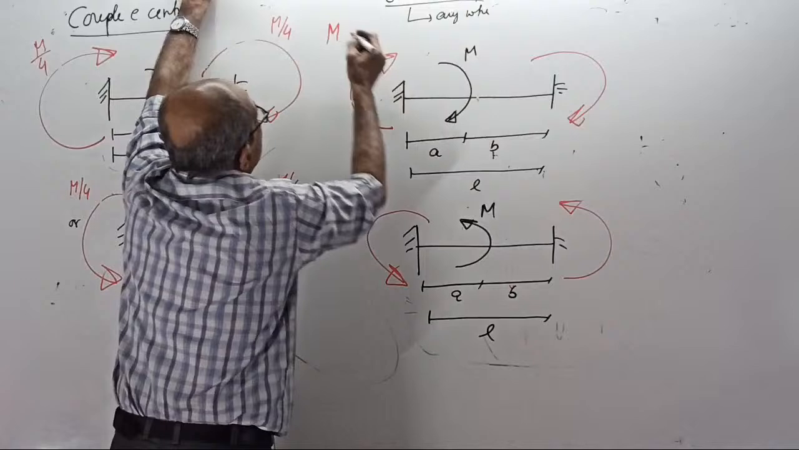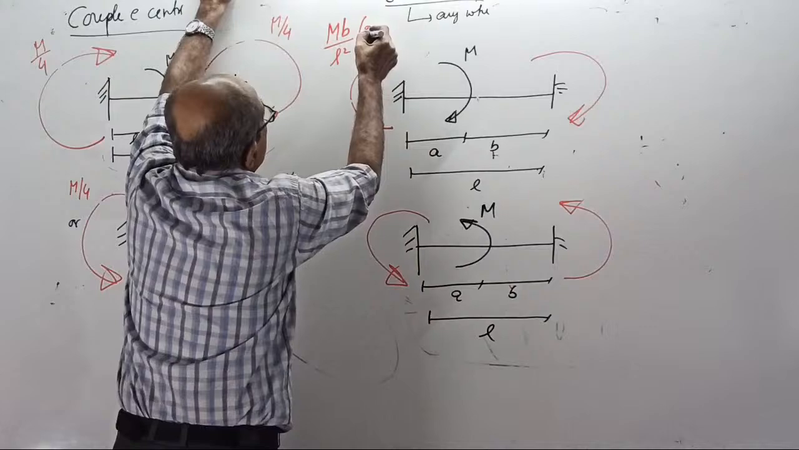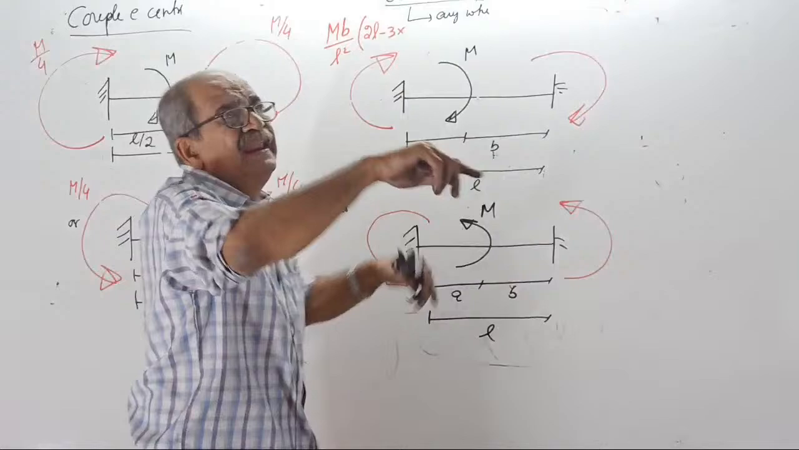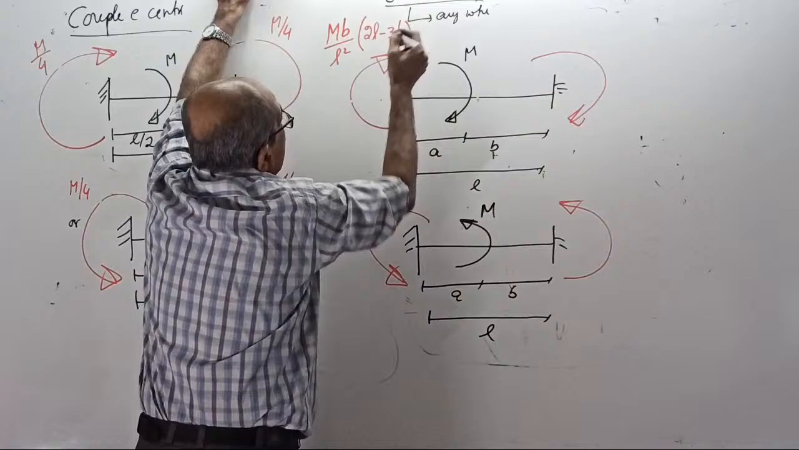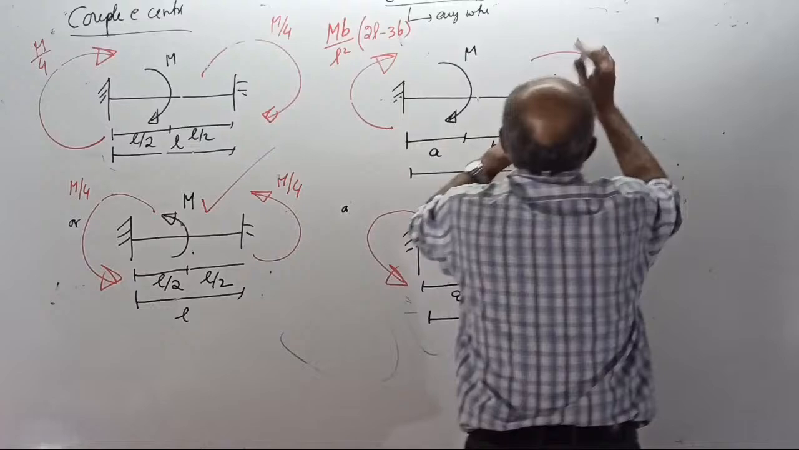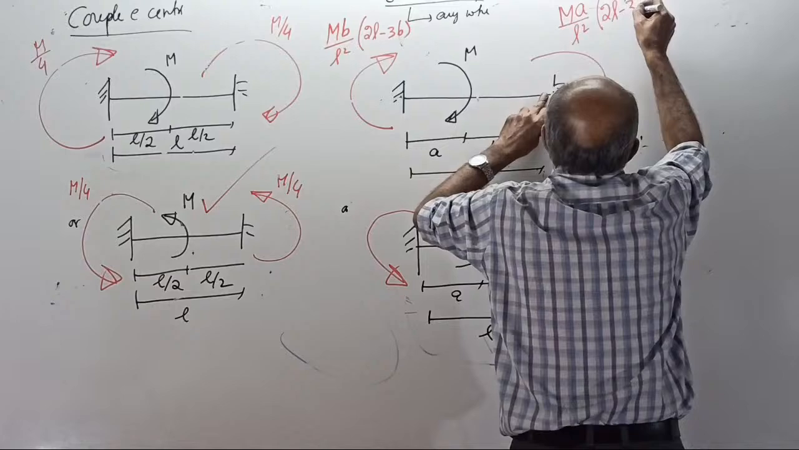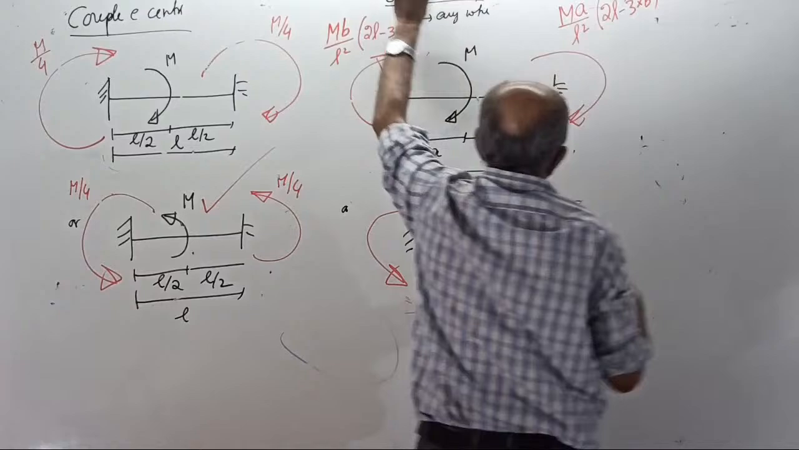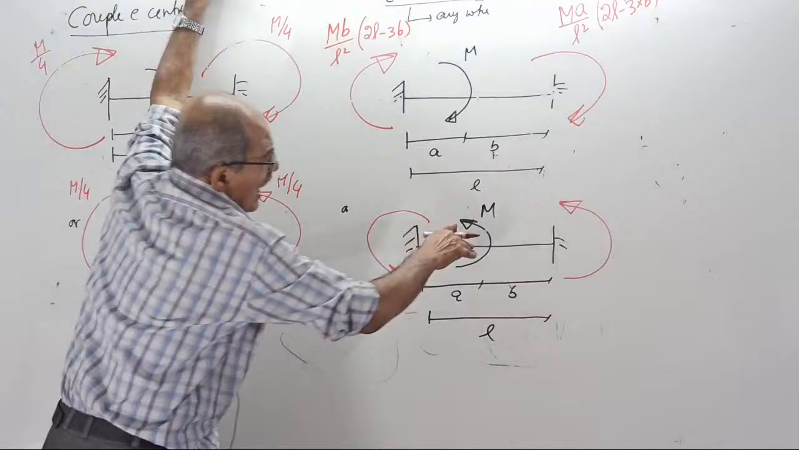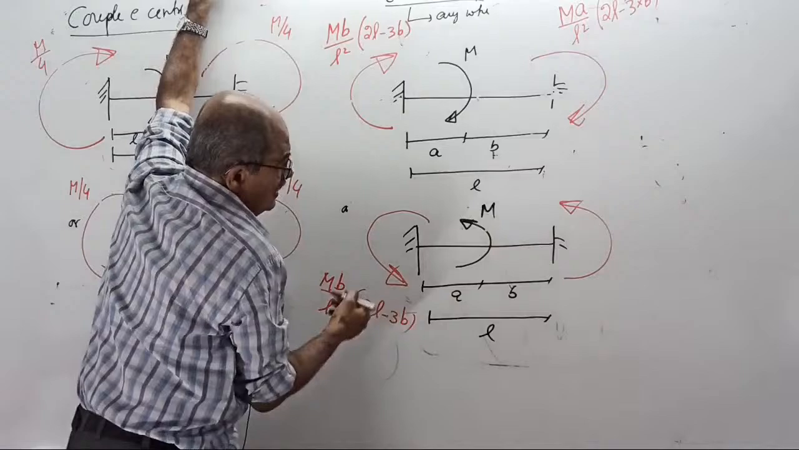into bracket, 2 times span minus 3 times the other distance. So 3 times b. In my formula, if I want the couple here, a will not come, the other will come here, b will not come. Couple M into the other distance a divided by span square into 2 times span minus 3 times the other distance b. Here also, anticlockwise, couple M into the other distance divided by span square into 2 times span minus 3 times the other distance. This is the formula I am using.